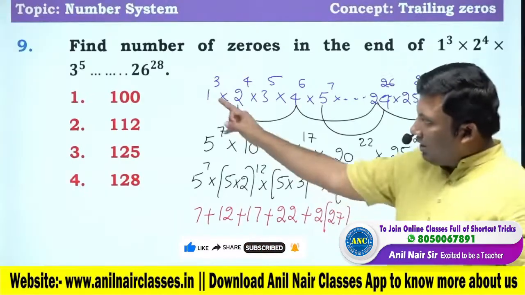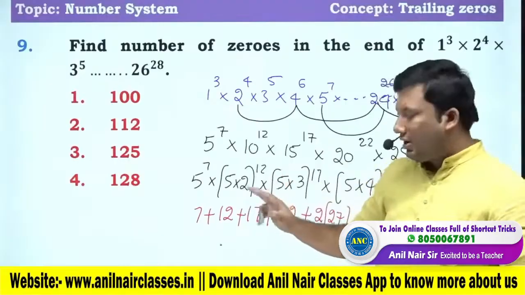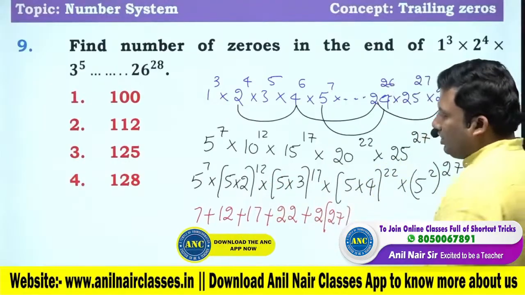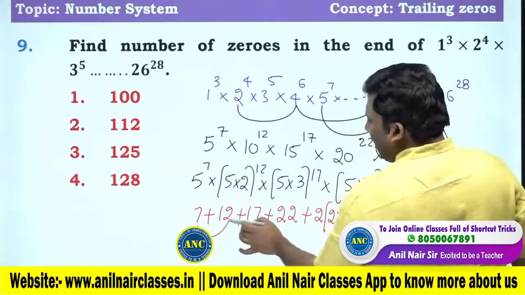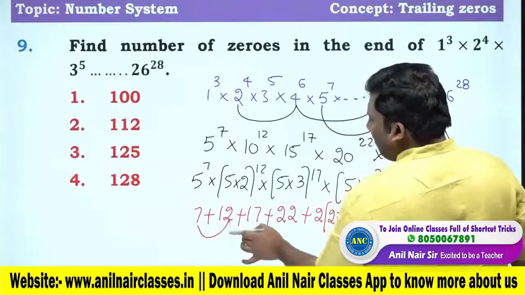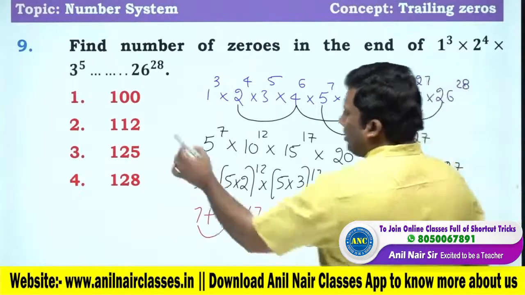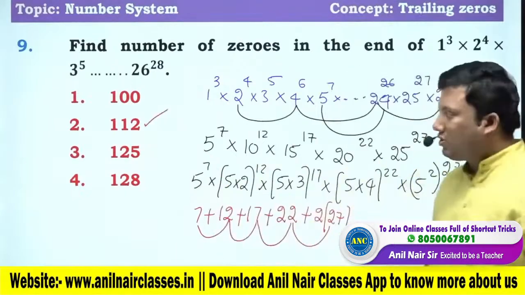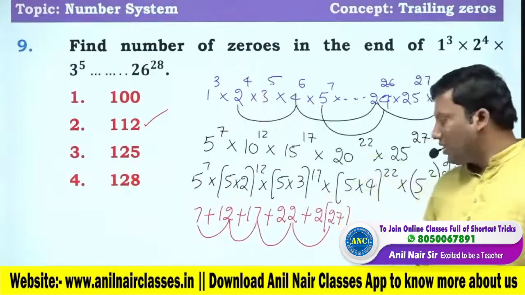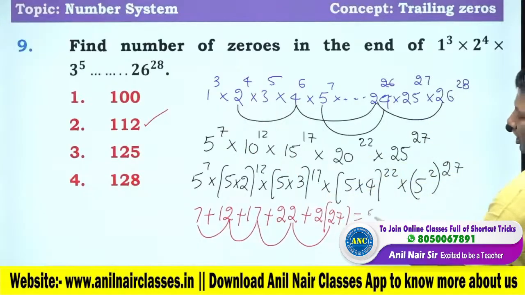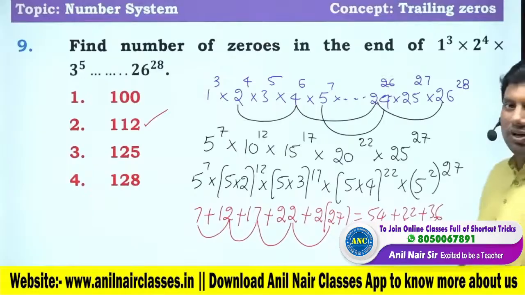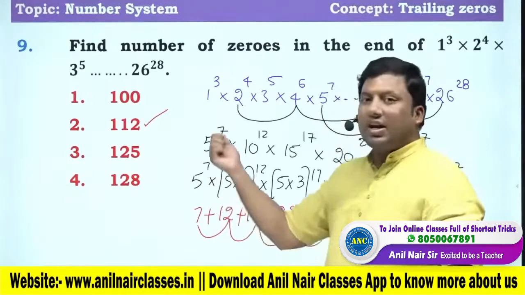So all the unit digits in the answer options are different. I will just attack the unit digit. 7 plus 2, 9. 9 plus 7, 16, 6. 6 plus 2, 8. 8 plus 4, 12. Answer is 112. The unit digits in the answer options are different. If you solve it, 54 plus 22 plus 36, 76, 112. You don't need to find the entire number. Just attack the unit digit.